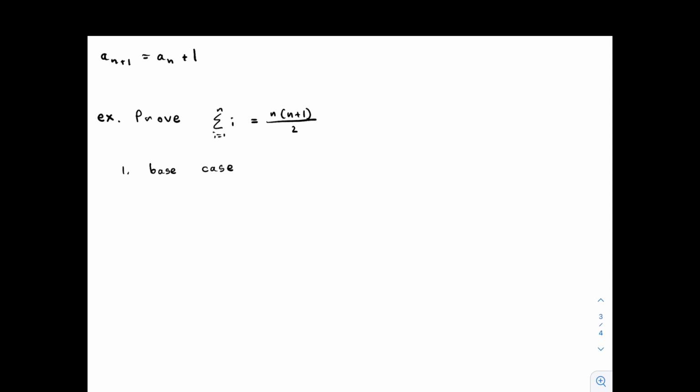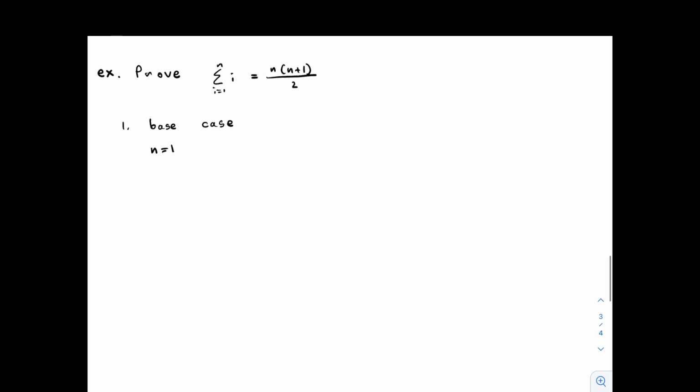In this particular scenario, I want to show that it's true for n equals 1. Well, the sum of numbers from i equals 1 to 1 of i is 1, right? Because 1 is the only value in our sum, and therefore our sum has to go to 1. And what does our formula get us?